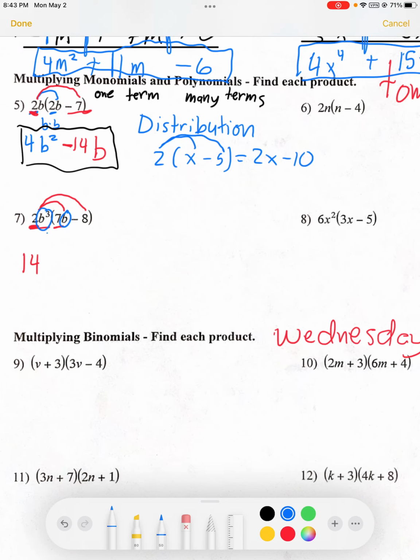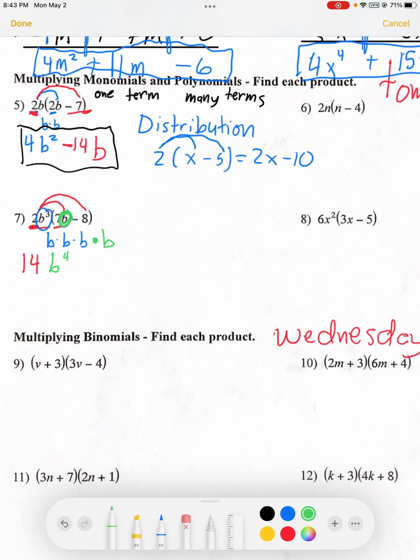Keep in mind b cubed is going to be b times b times b. We're multiplying in one more additional b. I wrote it in green. So the question becomes, how many b's are there total? In this case, I think you will see that there are 4. So then it will become b to the 4th power.